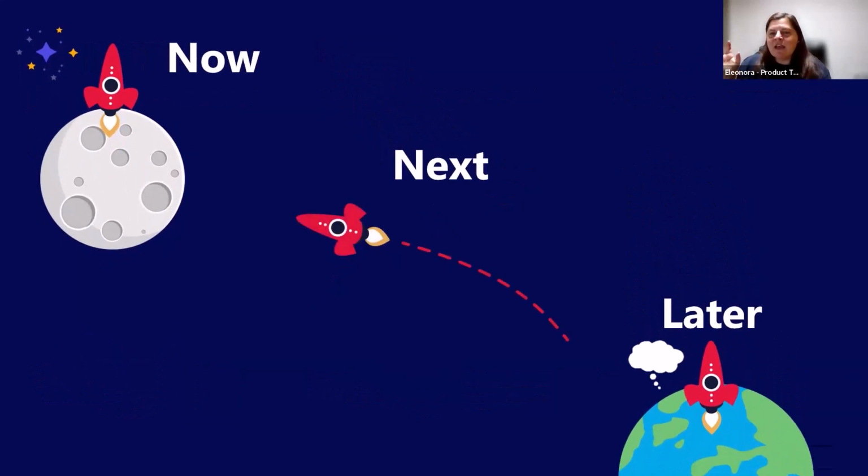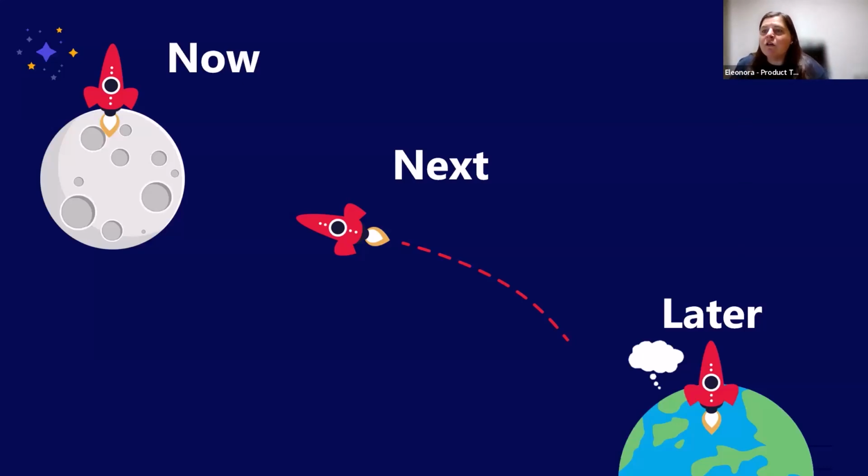So the ideas move from the right to the left, from the later to the next to the now. As they move from the right to the left, they get more defined, there's more thought about it, they're better defined, and the specs start getting written. That's how we move things through. But this doesn't mean that ideas that are, for example, on the next cannot revert to the later.